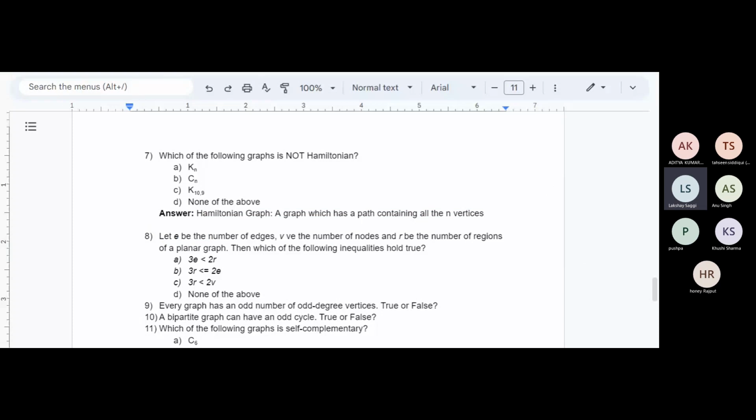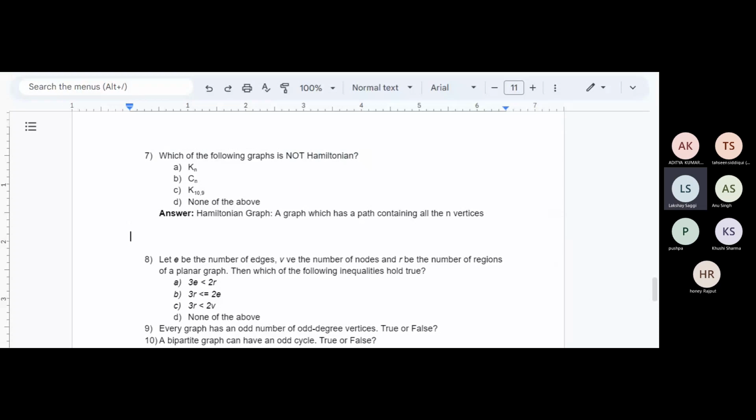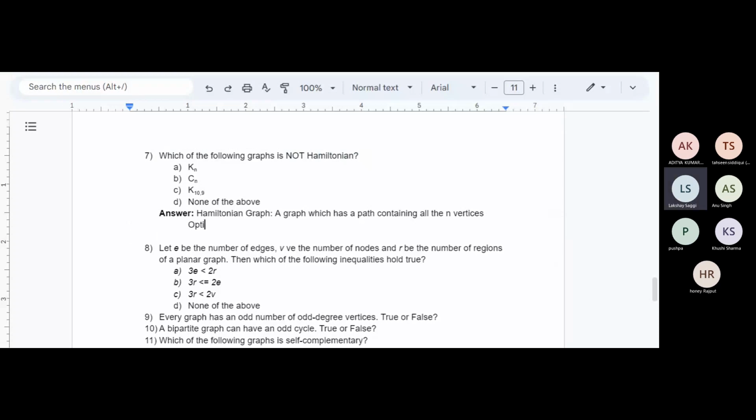So the question is asking which of the following graphs is not Hamiltonian. We'll just go through it option by option. So what do you guys think? Is Kn Hamiltonian or not Hamiltonian?